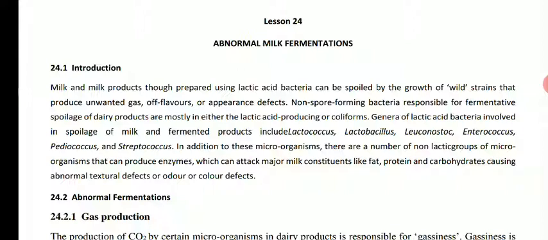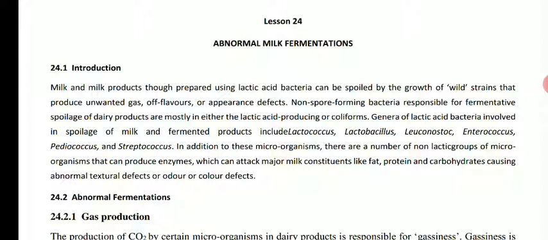So besides normal fermentation of milk, there is sometimes another group of microorganisms that causes abnormal fermentation or spoilage of milk and milk related products by producing unwanted gas or flavors and different appearance. This group includes non-spore forming bacteria responsible for spoilage of milk as well as dairy products, and they include Lactococcus, Lactobacillus, Leuconostoc, Enterococcus, Pediococcus and Streptococcus.